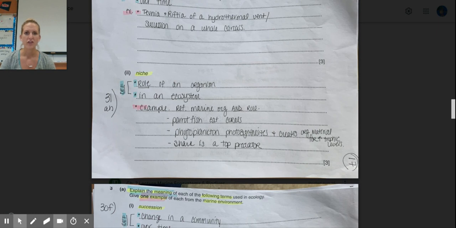All of those work. Phytoplankton do photosynthesis. Zooxanthellae do photosynthesis. That's its niche. A shark is a top predator. So those are examples of niches.